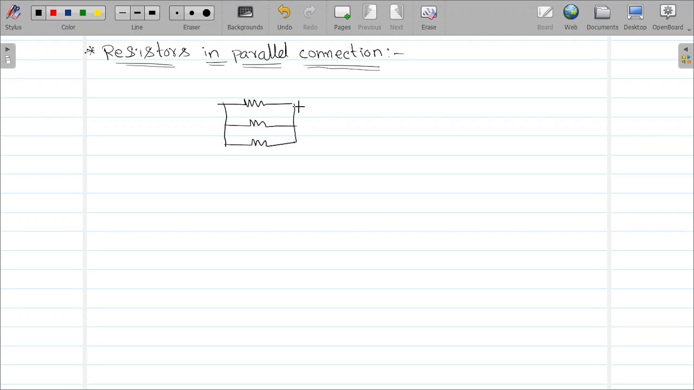every resistor has a plus and a minus. One side is plus, the other side is minus. This connection will be called a parallel connection. If you connect this with a battery, a source of voltage V, then this will be called a parallel connection. This resistance may be R1, this R2, and this R3.